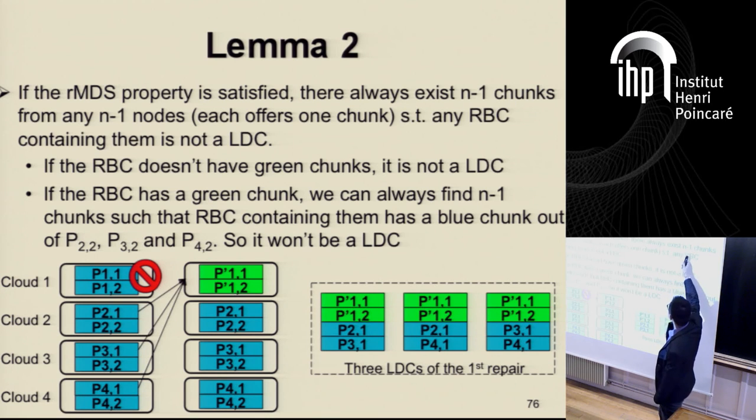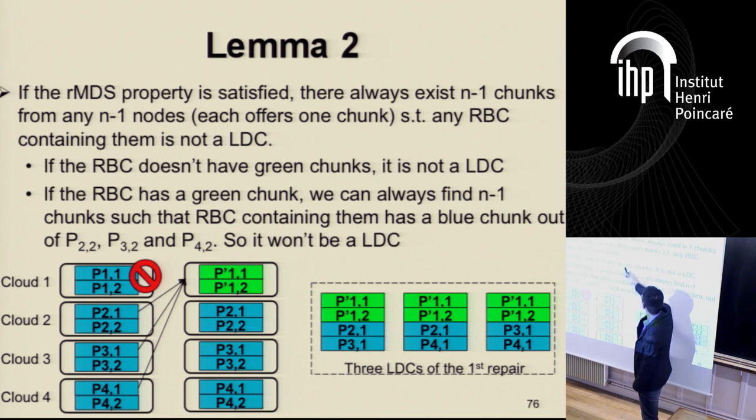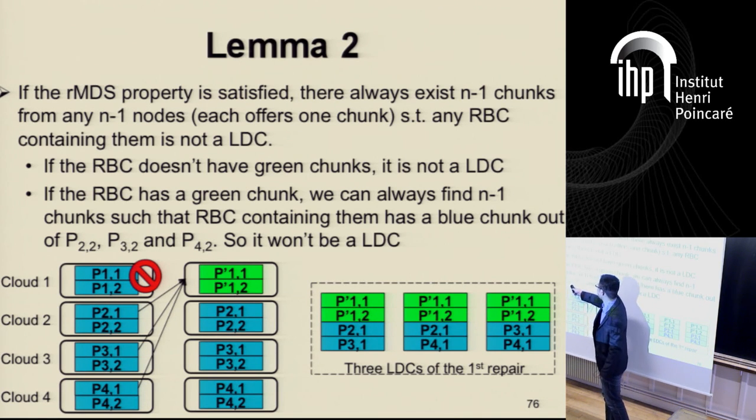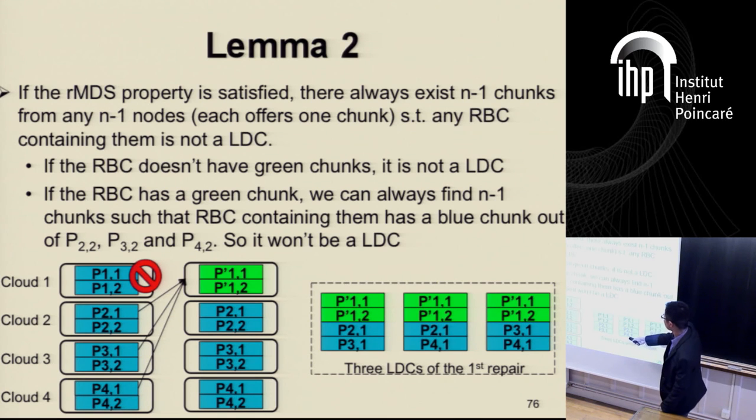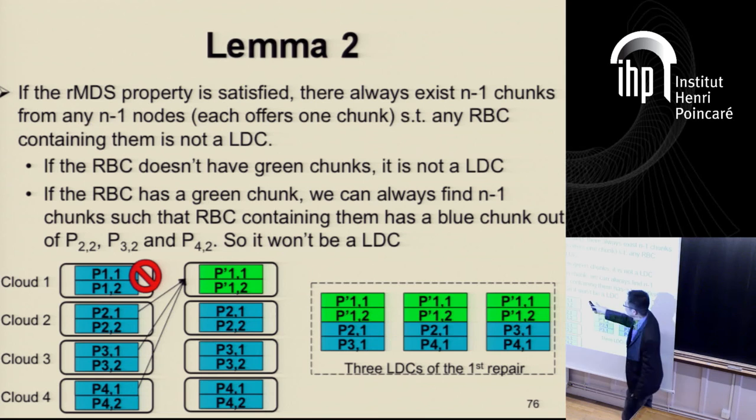That means we can tune the selection in every cloud. That is the first randomness we have explained before. So we can always select from a cloud the P22 or P32 or P42, such that the RBC containing them is not an LDC, because each LDC does not contain any chunk of these three chunks.